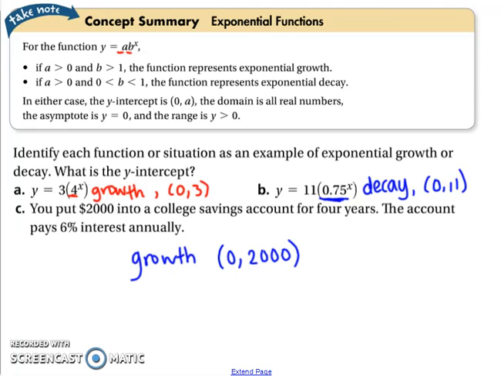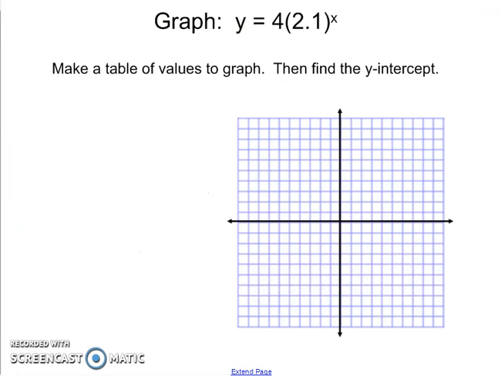Now if we look at some of these graphs, when you're graphing an exponential, you want to make a table of values. Now unlike the radicals, you don't necessarily have to pick any values that make sense. You're just picking whatever x's you want to pick. The only thing that you have to make sure that you do is pick some negative x's and some positive x's. And you always want to include 0 so you have your y-intercept.